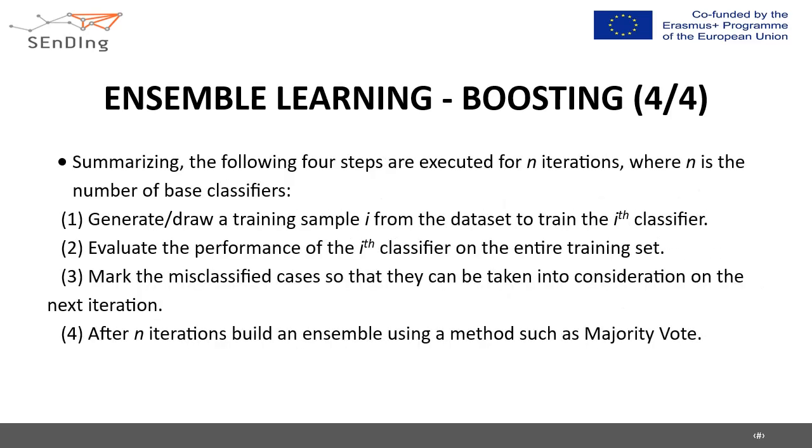Summarizing, the following 4 steps are executed for n iterations, where n is the number of base classifiers. Step 1. Generate or draw a training sample i from the dataset to train the ith classifier. Step 2. Evaluate the performance of the ith classifier on the entire training set. Step 3. Mark the misclassified cases so that they can be taken into consideration on the next iteration. Step 4. After n iterations, build an ensemble using a method such as majority vote.